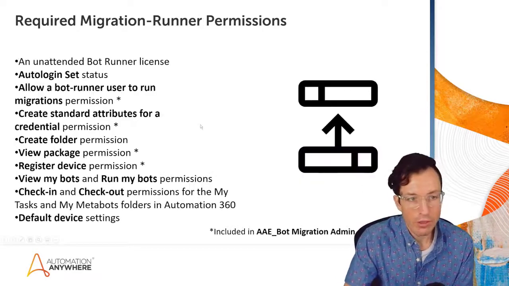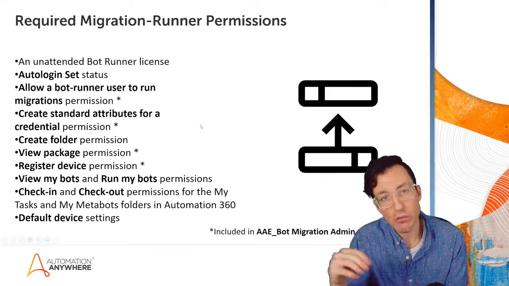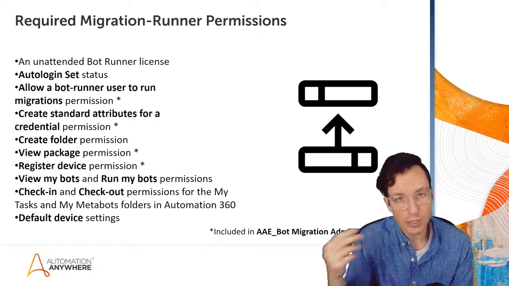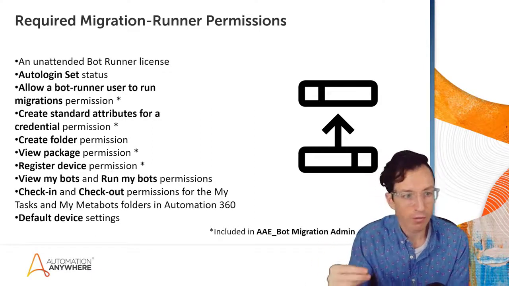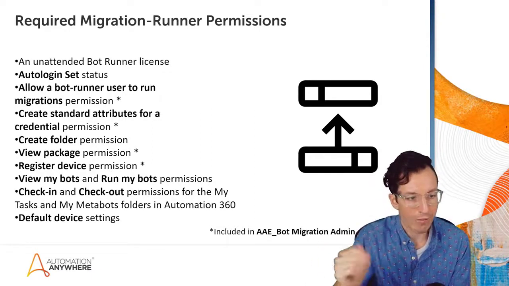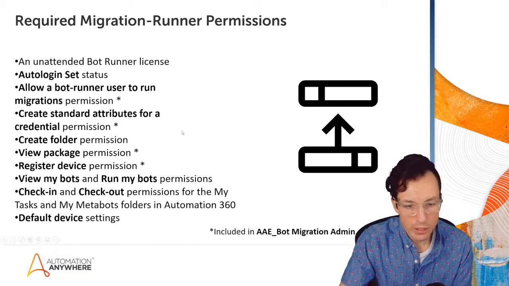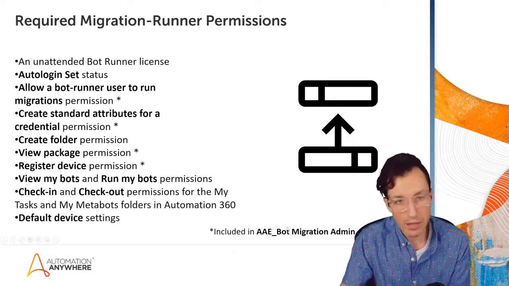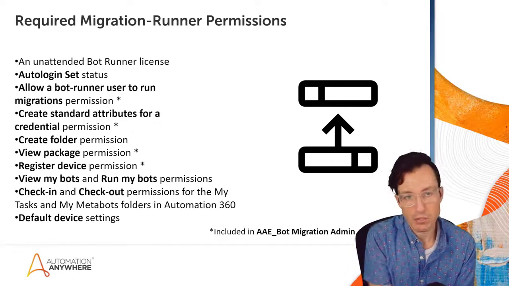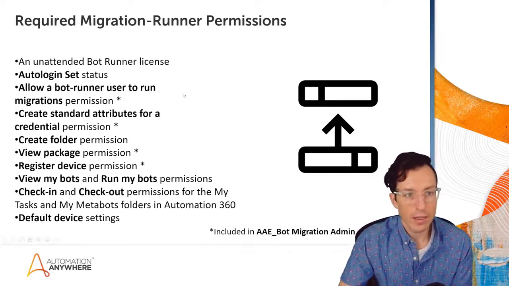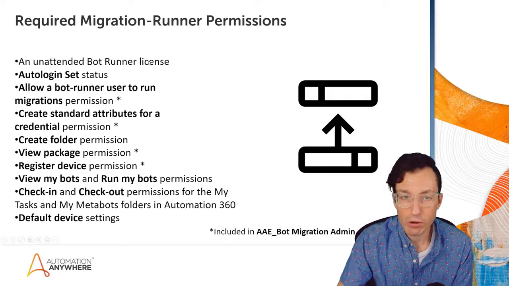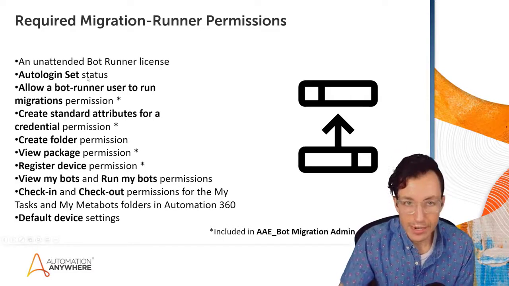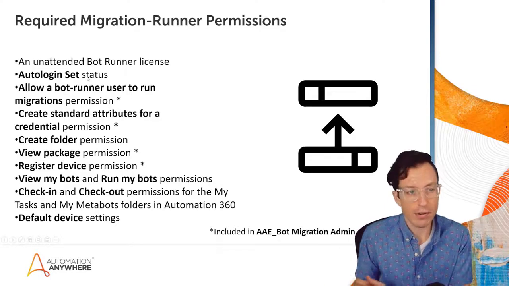Now, the other account that you'll need is the migration runner account. The runner is essentially the bot runner that's actually performing these migrations itself. So again, it has to have a set number of permissions. Most of those are included directly in the bot migration admin. Some of them are technically outside of the permissions itself, right? Like this has to have an unattended bot runner license, so I'll need that. It has to have auto login status set. Again, that's outside of the role itself.